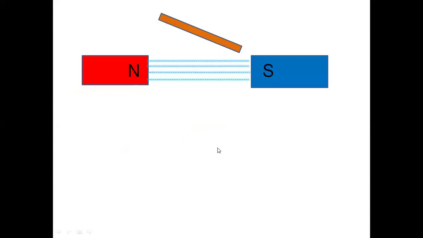Here, this is not a complete loop of wire, it's only a conductor. So when it cuts the magnetic field lines, what happens? The EMF will be induced, that is, the charges, one end will be positive and the other end will be negative.